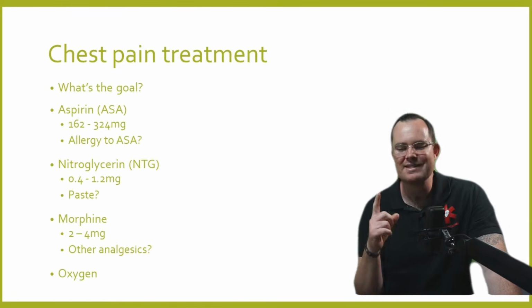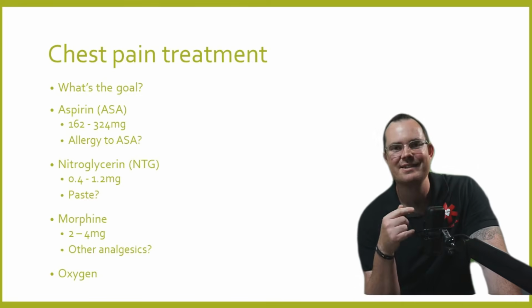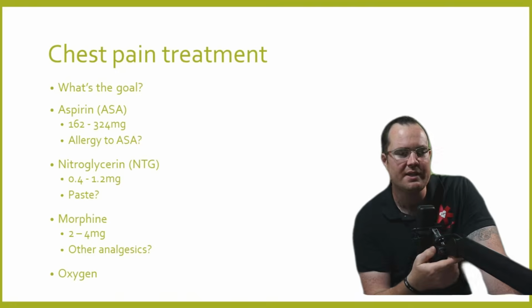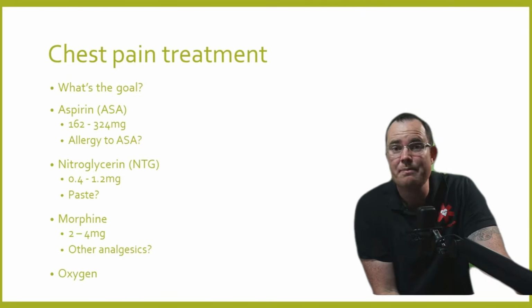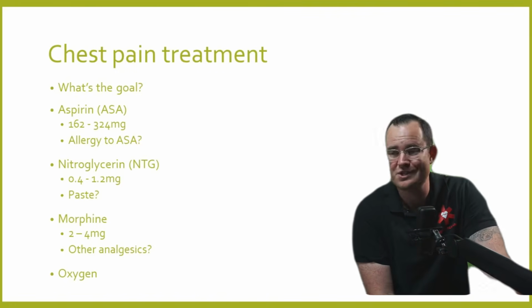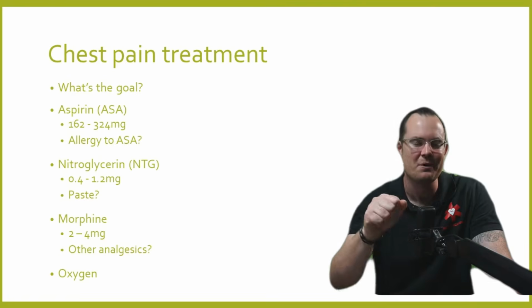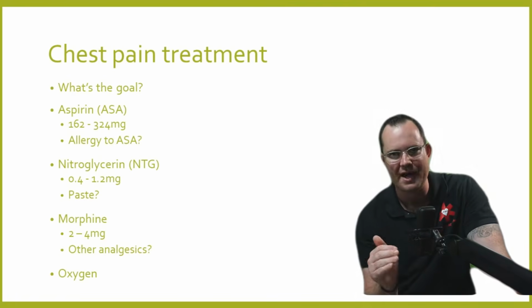Now, one thing that's interesting about MONA is oxygen. Prior, I can't even put a year on it, but several years back, we used to give every patient with chest pain oxygen. It was just like a standard. Oh, you got chest pain? We would start with oxygen. Remember, BLS before ALS, right? We would always start with oxygen. We no longer do that.